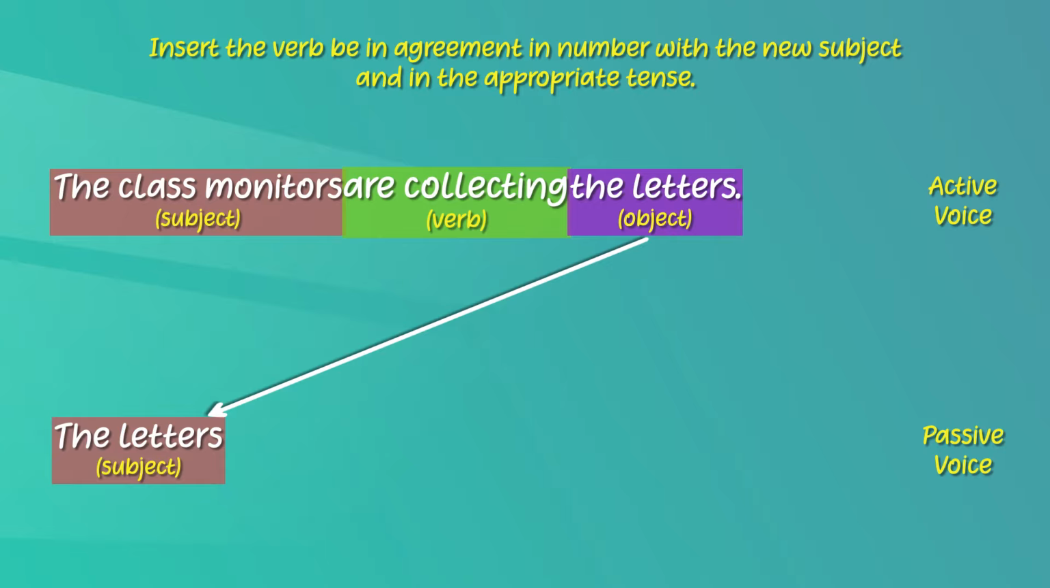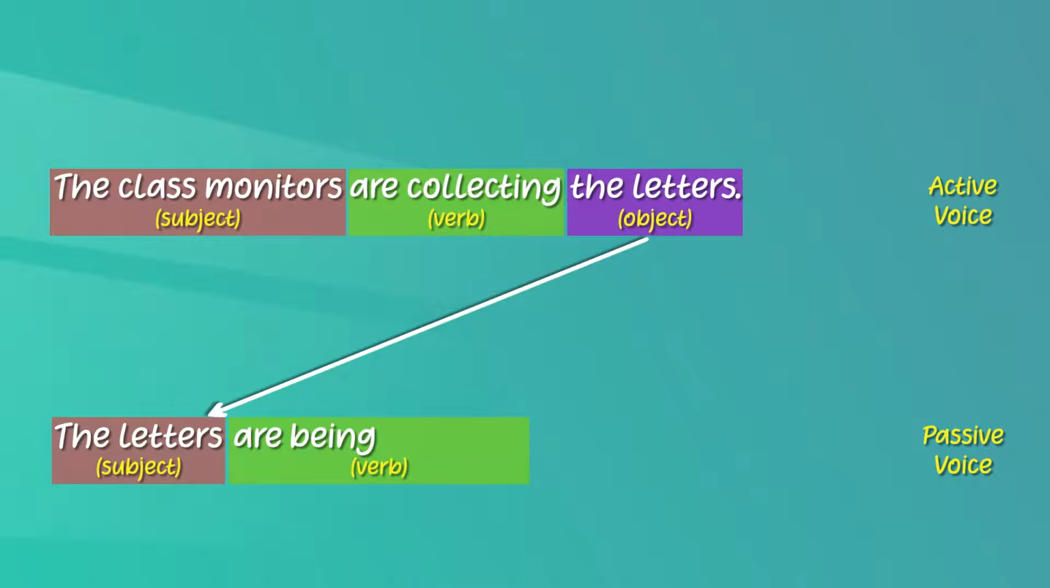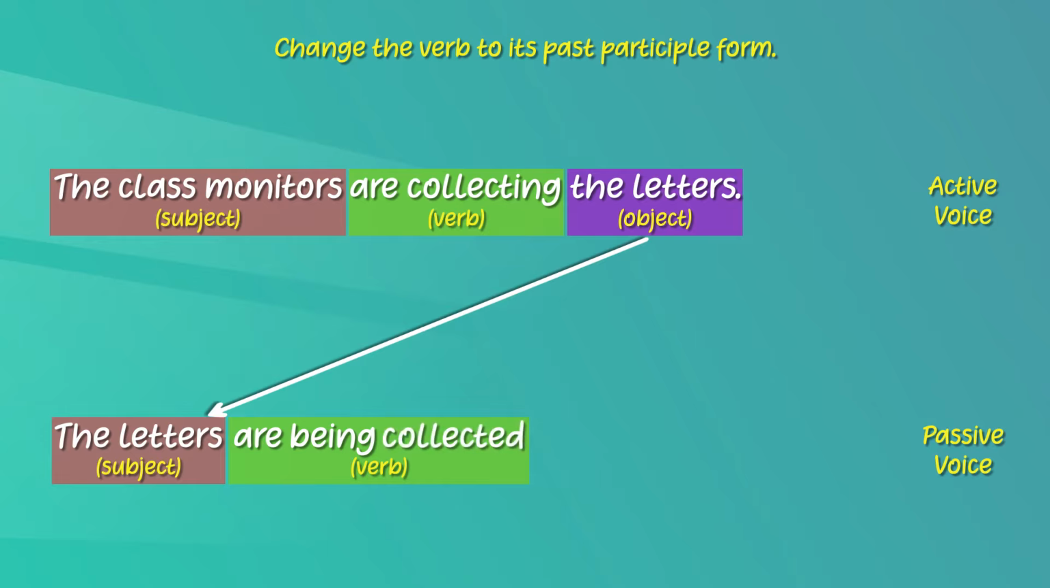So the be verb you need here should be in present tense plural form. That means the verb you need is are. To show it is in continuous, you have to insert being. Now the third step, you have to change the main verb into its past participle form. So here the past participle form of collect is collected. So the verb of your passive voice sentence is are being collected.